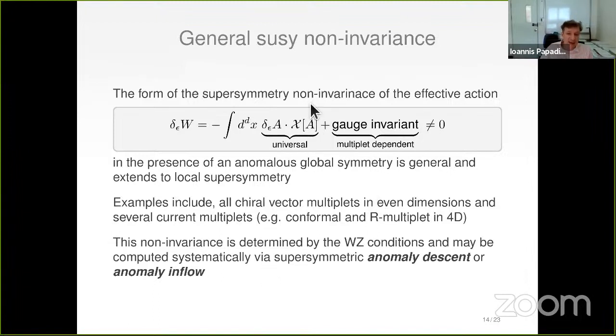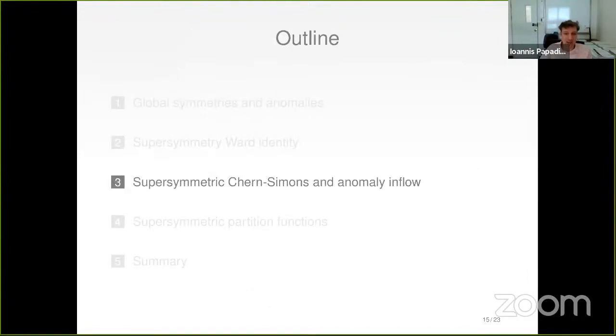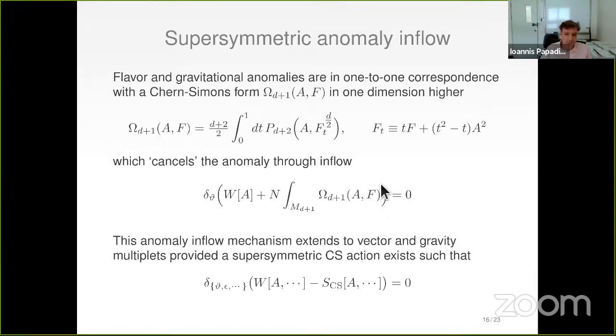Now, the non-invariance, so this expression here can be determined. Well, this part we know universally, but this expression here can be determined systematically, either through a generalized version of anomaly descent that we discussed in the paper with Pilzingi and Ruben Minassian, but also through anomaly inflow. So a supersymmetric version of anomaly inflow. So let me just give you an example of this.